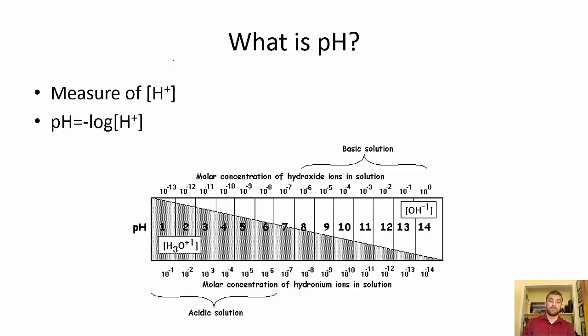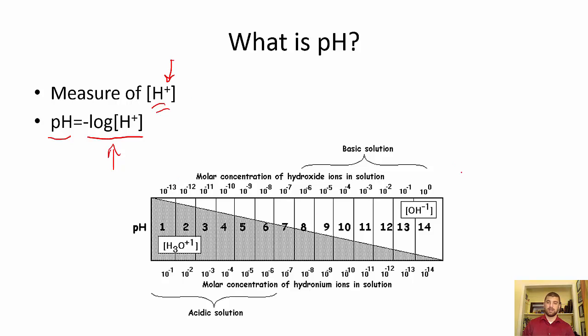It's a measure of H+. Remember, an acid gives off an H+. So pH is measuring how much H+ is there. Specifically the molarity. So what's the molarity of the H plus? Now the formula for pH is the negative log of the concentration of H plus. So that's just the math. How do you calculate it? If you knew H plus, you plug it into this equation right there.